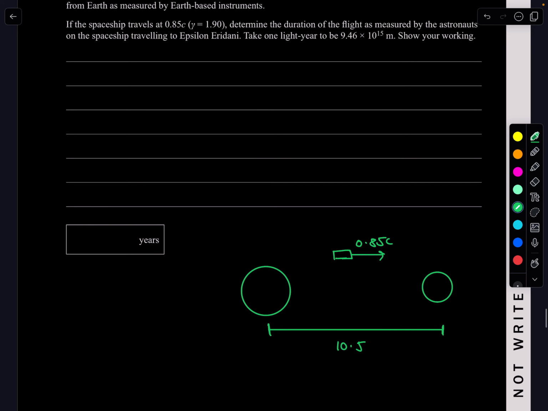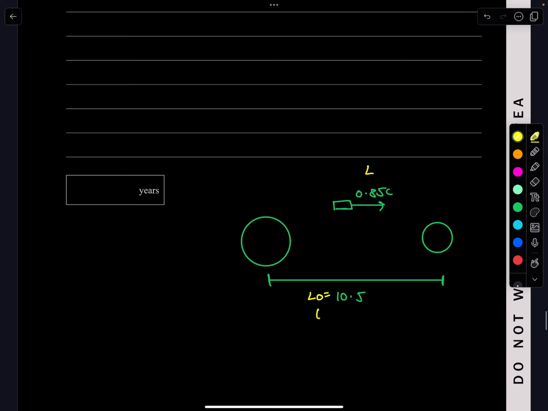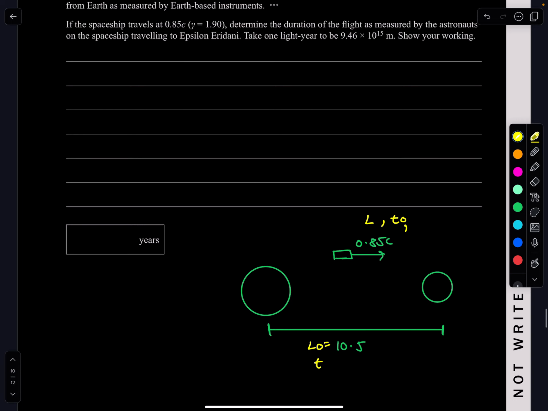Now, what do we know? We know that the length measured by the astronauts is going to be the contracted length, because they're going to see that this length is shorter for them. So this here must be your proper length. And this must be your dilated time, and this here must be your proper time. So these astronauts are going to be measuring the proper time. That's what we need to calculate.